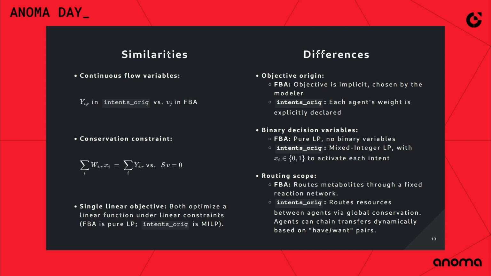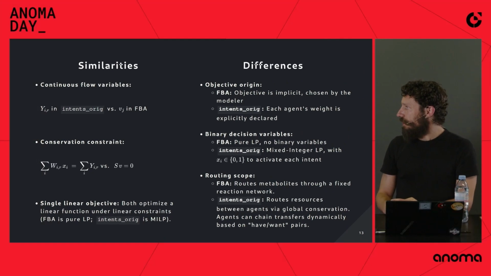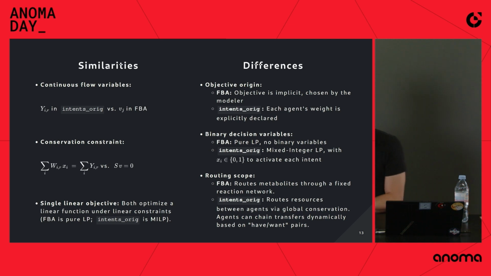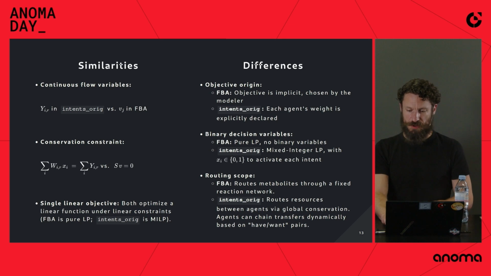The interesting differences are that the intent is explicit in terms of the agent expressing it, but in biology it's implicit. We, as a modeler, choose it. Then there's these binary decision variables, which is basically the same point I already mentioned. So one of them is pure, the other one uses this mixed integer approach. And lastly, the routing scope is different.